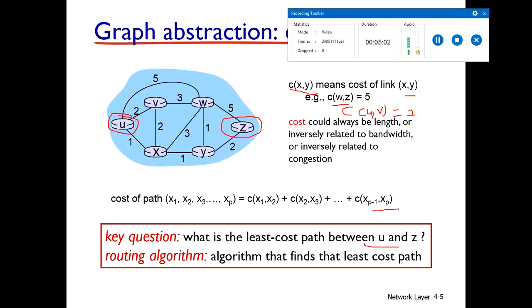So the routing algorithm will find the least cost path. So what is the purpose of the routing algorithm? It will find the least cost path between the two routers or the two nodes.